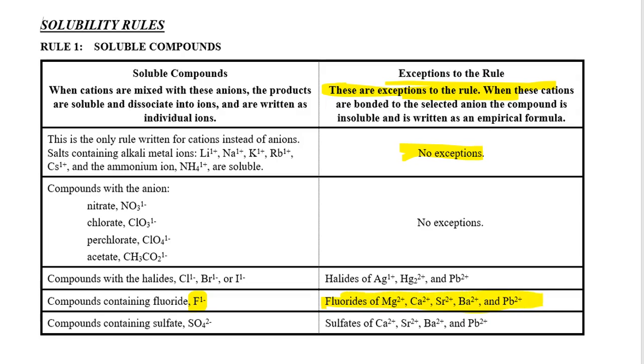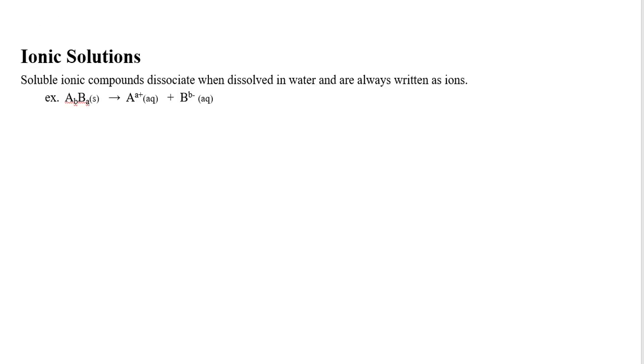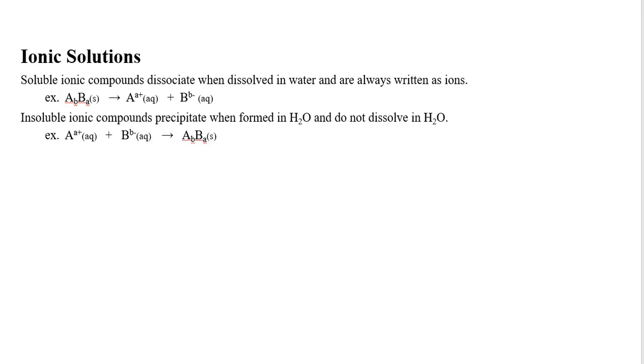Soluble compounds dissociate; insoluble compounds are written together. Soluble ionic compounds dissociate, so we write them as separate ions because that's how they actually are in solution. Insoluble compounds we write together because that's how they are. They don't separate in solution. It's really important that you write what you actually have in solution. Do you actually have ions, or do you actually have a chemical formula?